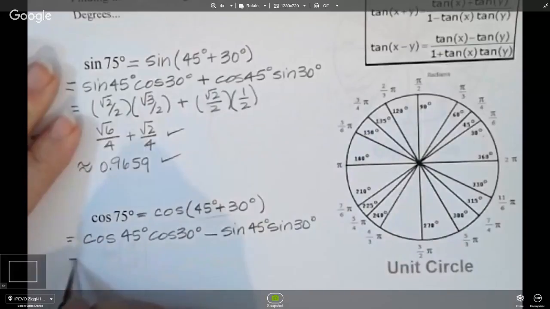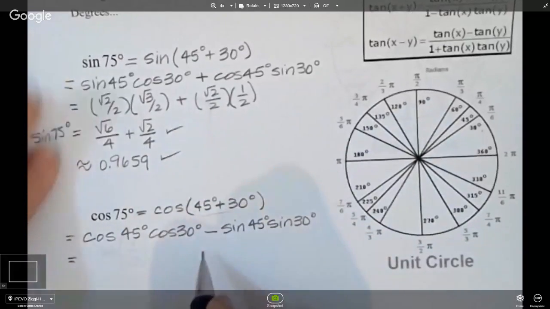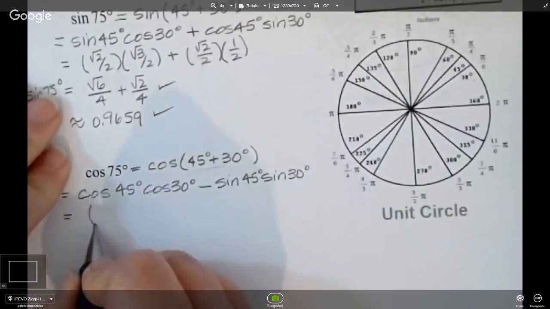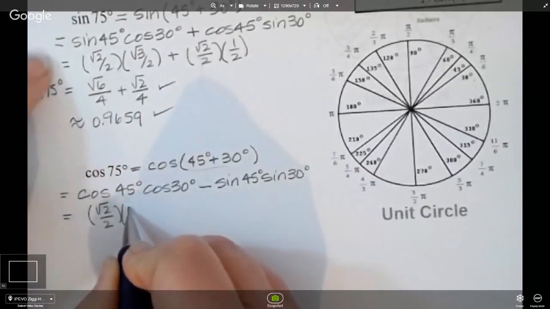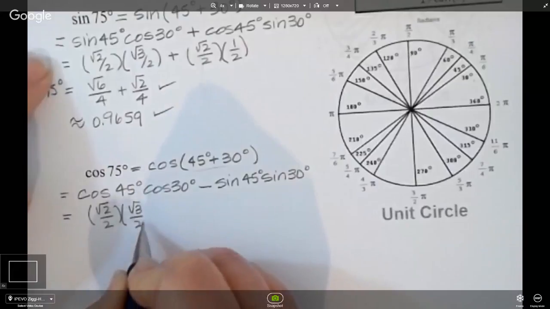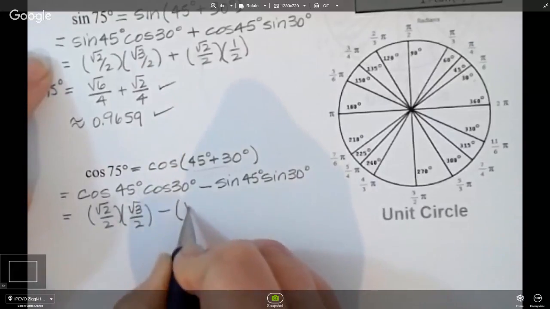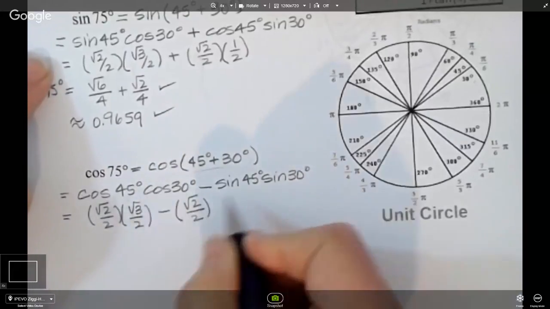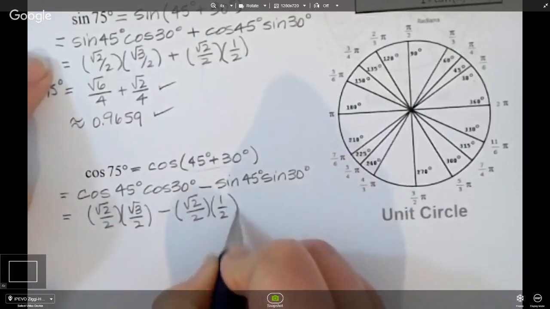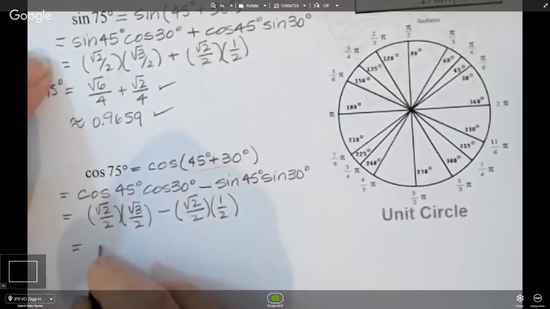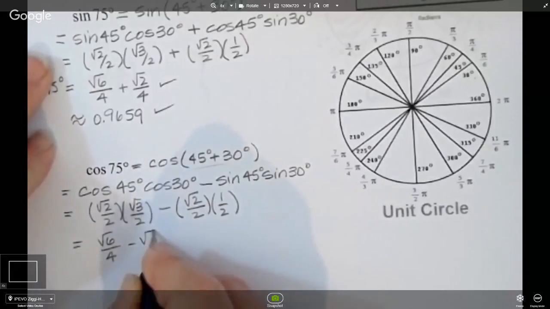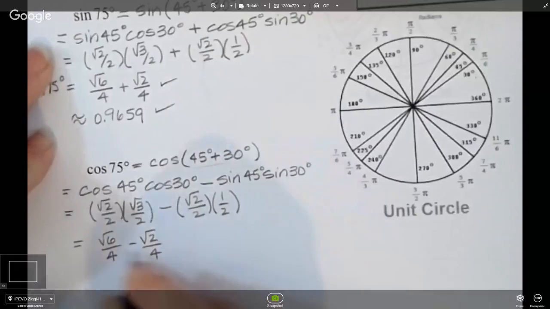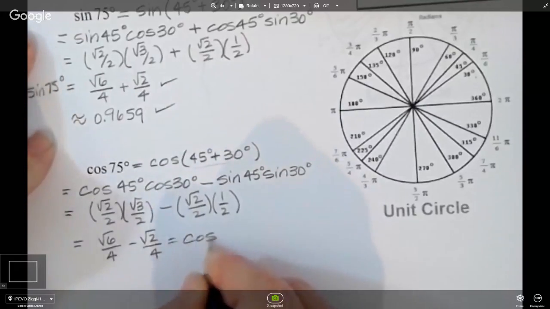And let's plug it in here. What's the cosine of 45? Well, that's just root 2 over 2. The cosine of 30 is root 3 over 2, minus the sine of 45 degrees, which is root 2 over 2, and the sine of 30, which is 1/2. And so then this turns out to be root 6 over 4 minus root 2 over 4. And obviously I say that's the cosine of 75 degrees.